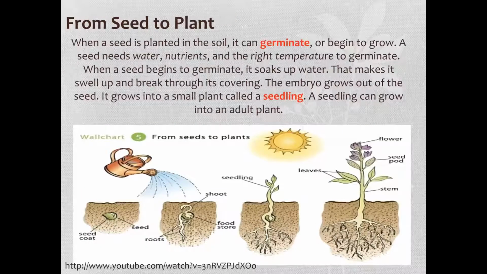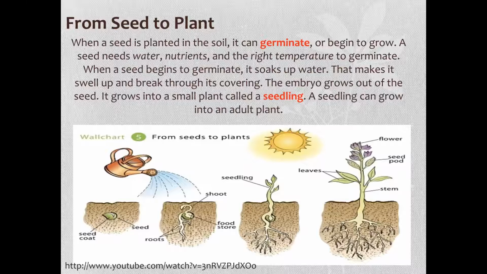Now, from seed to plant. When a seed is planted in the soil, it can germinate or begin to grow. A seed needs water, nutrients, and the right temperature to germinate. You know, we had that big freeze, that polar vortex, and boy, the temperatures were really low. During that time, I doubt whether that process of germination would happen. Now, the embryo grows out of the seed. It grows into a small plant, which is called a seedling. A seedling can grow into an adult plant.